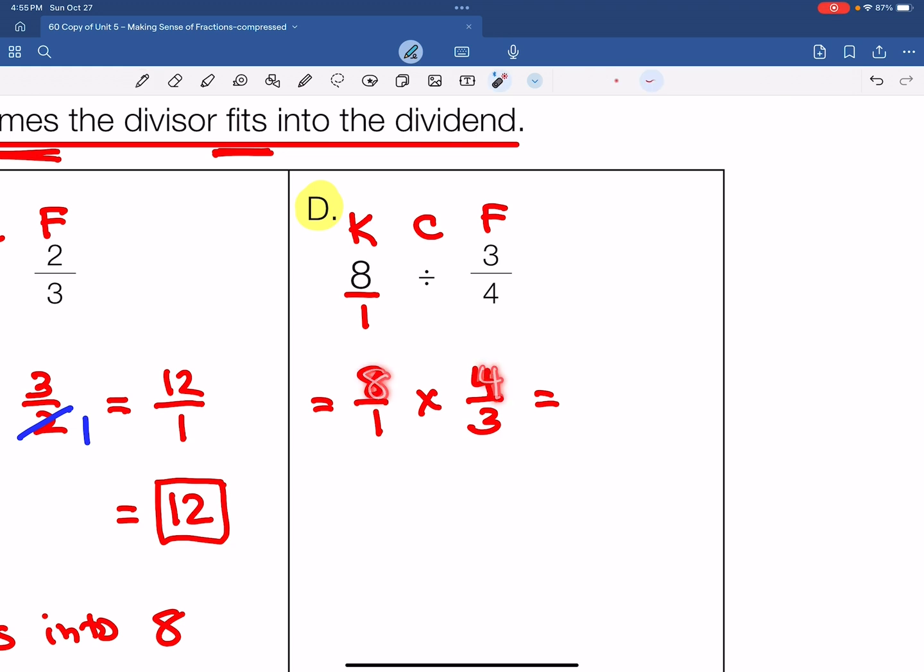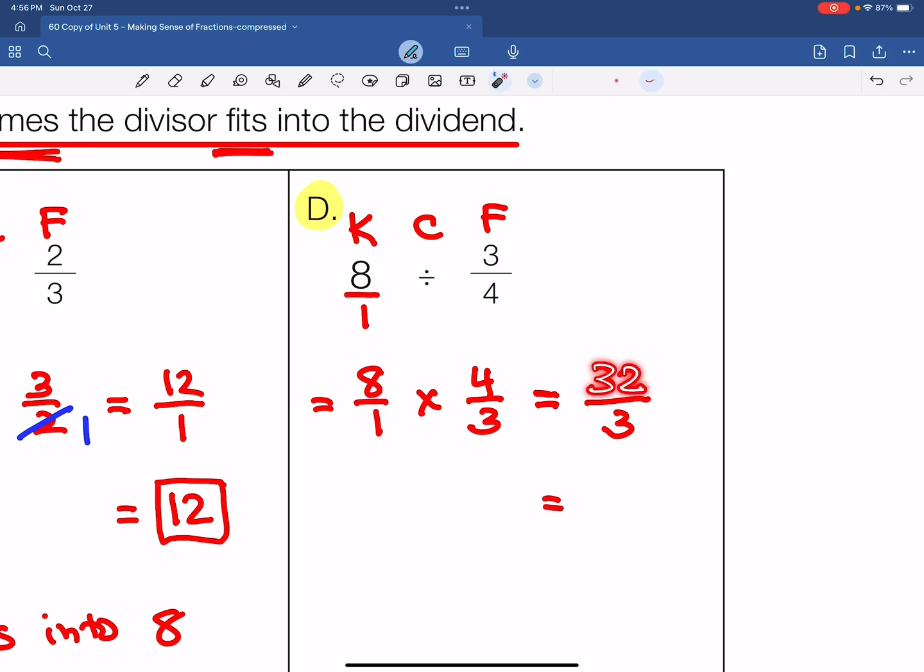8 times 4 equals 32. And 1 times 3 equals 3. So far we have 32/3 as our solution. But let's go ahead and convert that to a mixed number. Touch that equal sign first and bring it down.